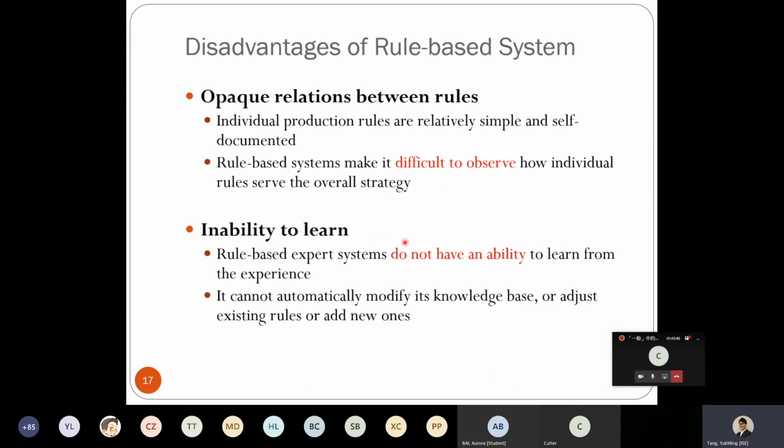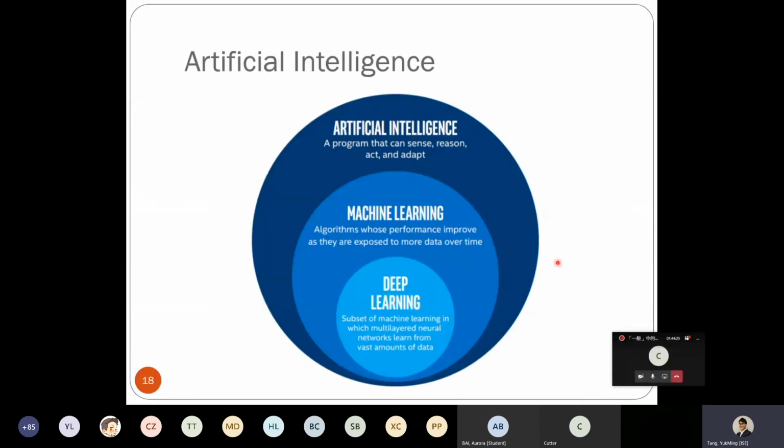Another very important disadvantage is that the expert system does not have an ability to learn from experience. When we're talking about AI, I know most of you will know that AI learns something based on data. If we have more data, we will have a better result. This is so-called AI nowadays. But many years ago, when talking about AI, we applied the expert system. One of the major disadvantages of the expert system is that it does not have an ability to learn from experience. There's no learning at all. This was the major problem for AI expert systems many years ago.